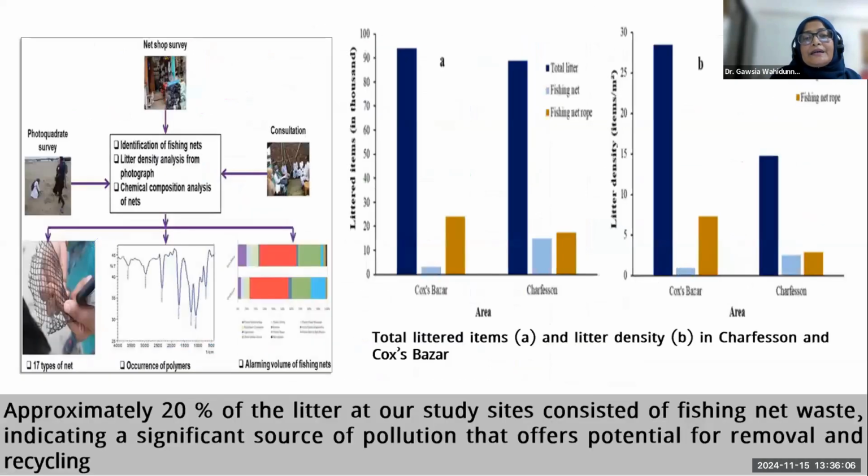This slide shows the total litter items. We compared the total litter items and the density of litter items in Chorfashion and Cox's Bazar. You can see the total fishing net and other fishing materials, and we can compare the intensity. This slide shows that approximately 20% of litter at our study sites consisted of fishing net waste, which indicates a significant source of pollution that offers potential for removal and recycling.